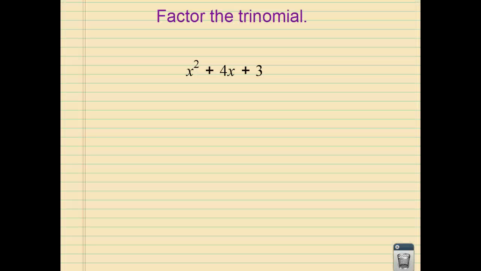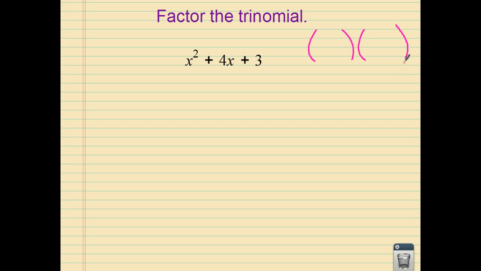All right, so here's our example. We have a trinomial. Our variable is to the second power. That's important. It's actually mandatory when we're creating these binomial products. And we need to figure out basically what was it before it became this trinomial.